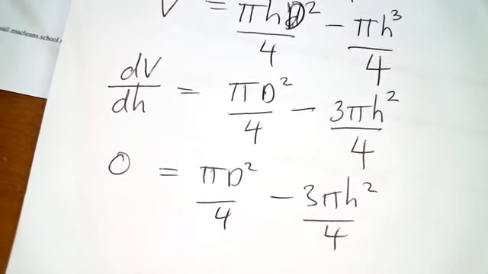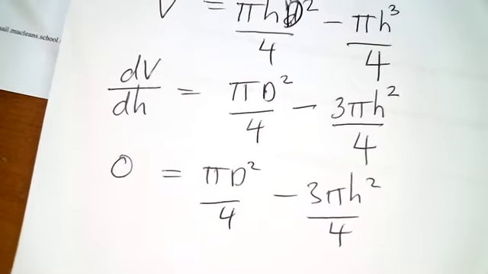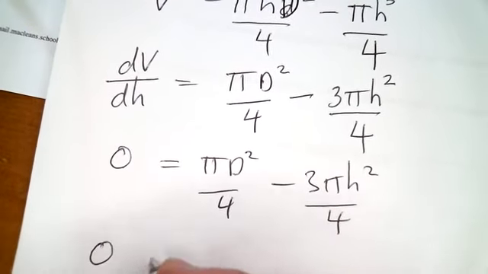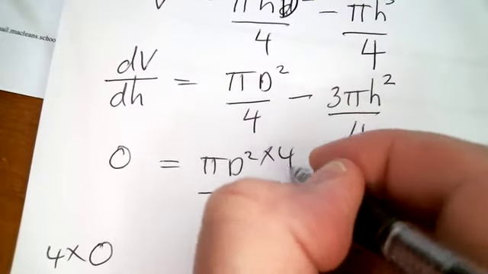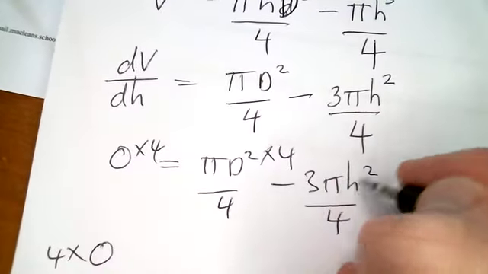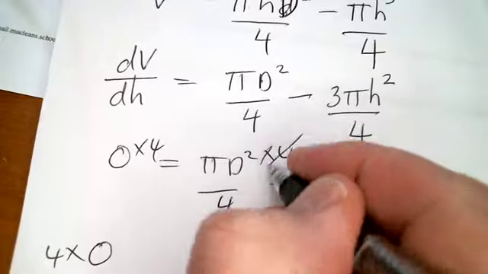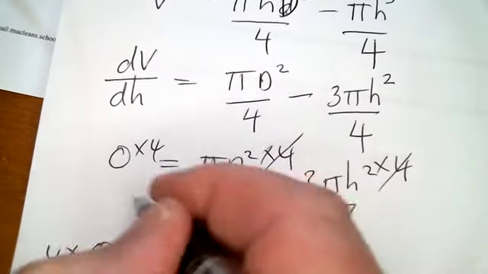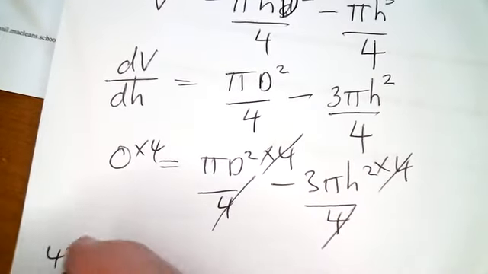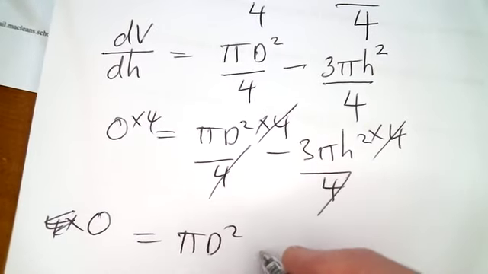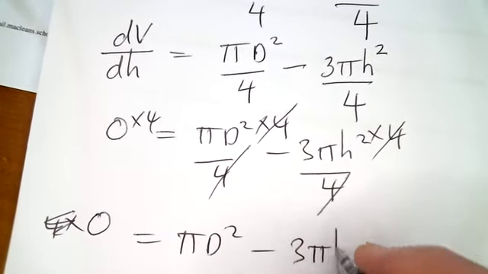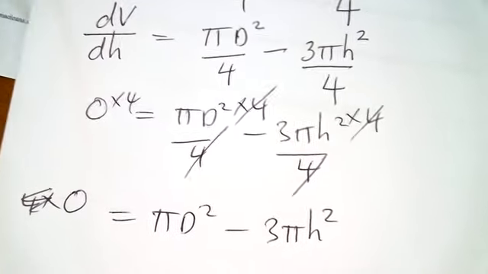Well, I can just multiply everything by 4. That's my first inclination, because we want to get rid of the denominators. So I'm multiplying this by 4, this by 4, this by 4. And of course, 4 divided by 4 is 1, and 4 times 0 is still 0. So 0 is equal to pi d squared minus 3 pi h squared.